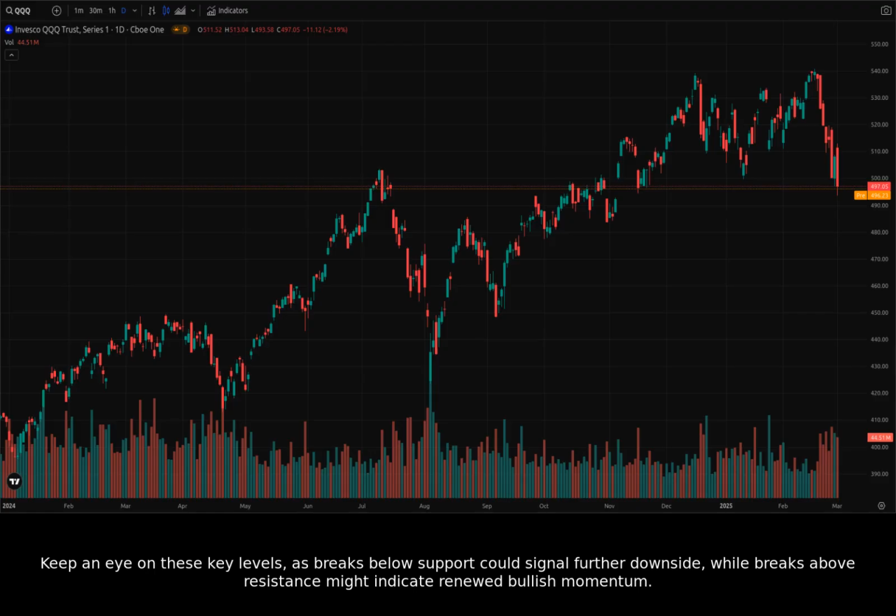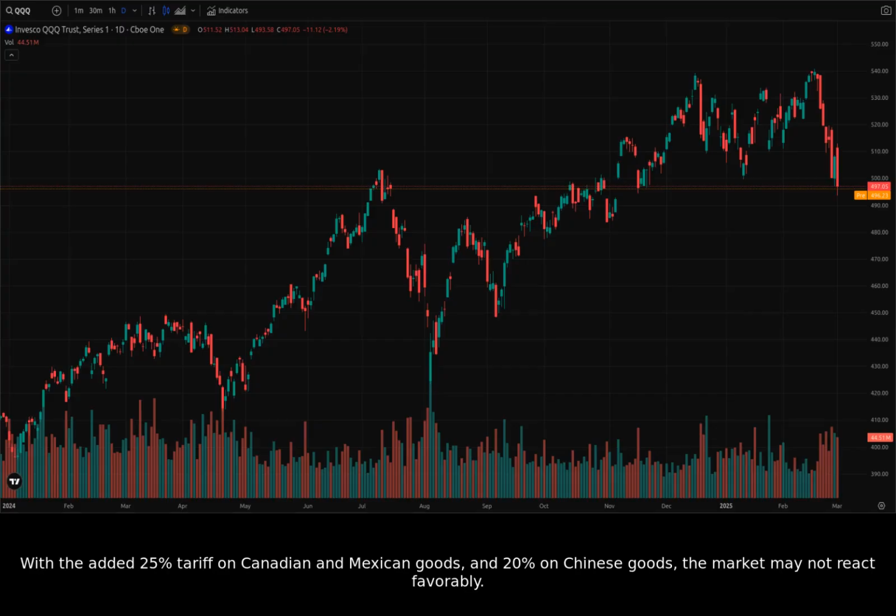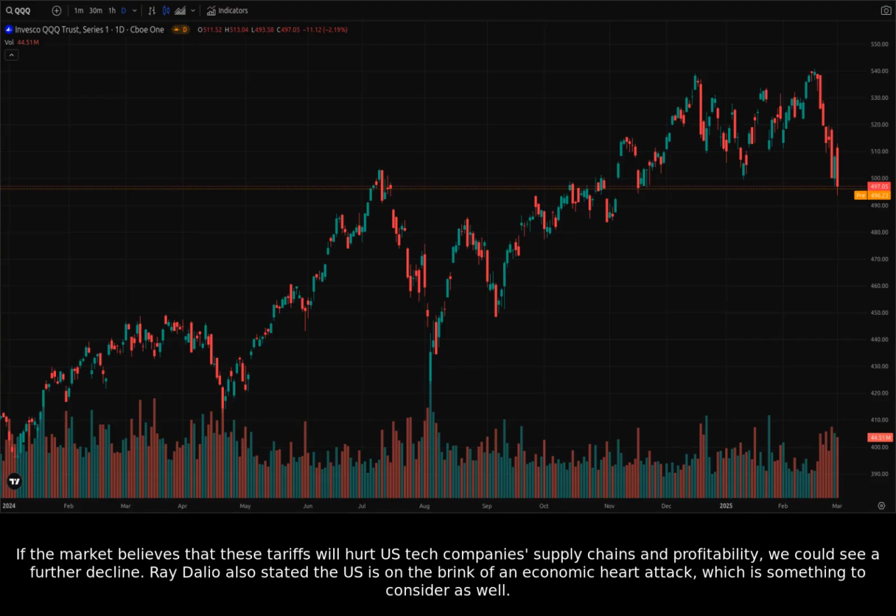indicate renewed bullish momentum. Given the news regarding Trump's tariffs and the potential for a trade war, we should take this all into consideration. With the added 25% tariff on Canadian and Mexican goods and 20% on Chinese goods, the market may not react favorably. If the market believes that these tariffs will hurt U.S. tech companies' supply chains and profitability, we could see a further decline. Ray Dalio also stated the U.S. is on the brink of an economic heart attack, which is something to consider as well.